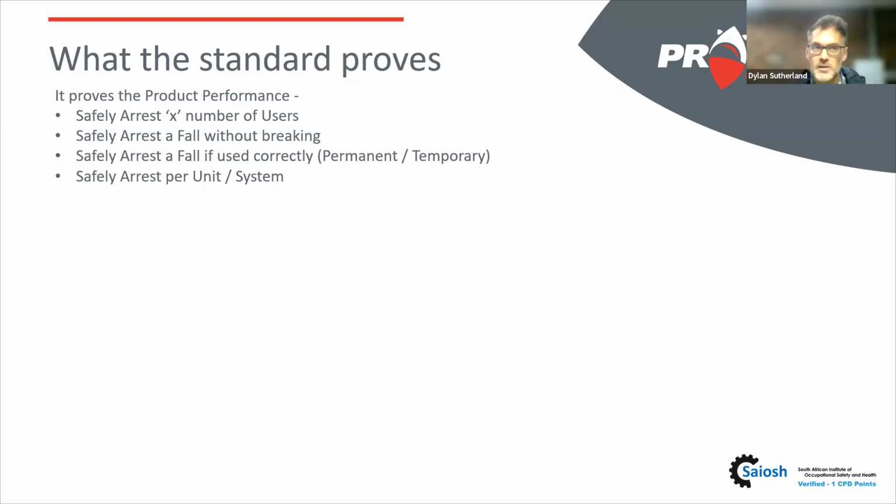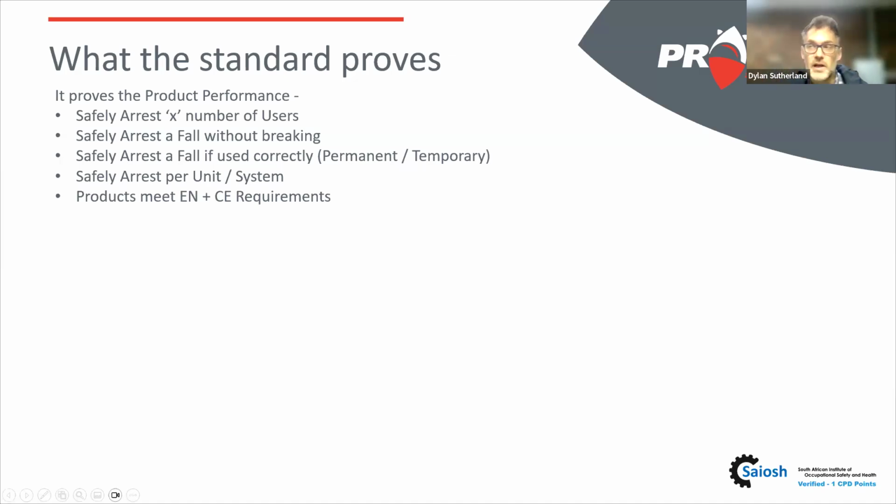So a single anchor point will get certified as a unit. A horizontal lifeline will get certified as a system. So it needs to have all of those components correctly fixed, correctly installed, as per the OEM, and then it will save your life. And that's what the standard proves.